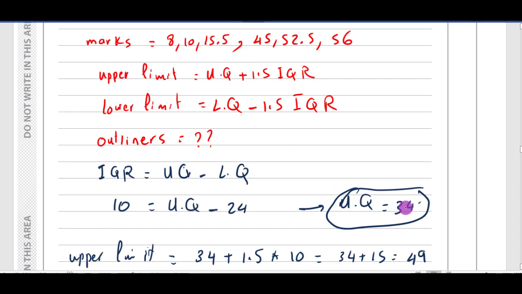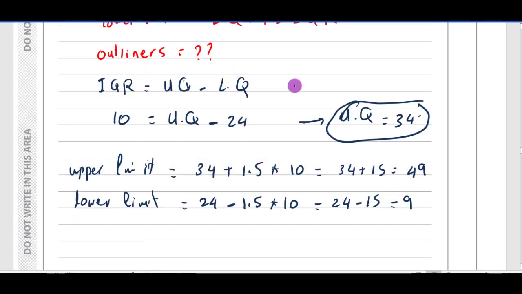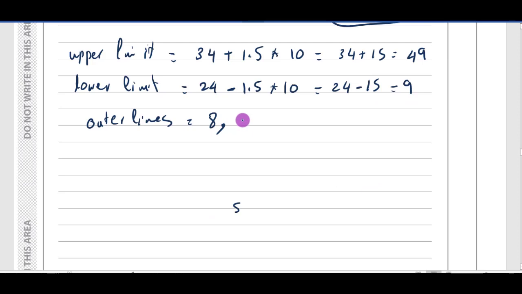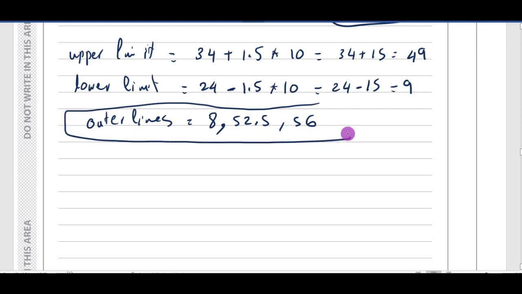Do we have our outliers? Yes. Here we have 8, and we have 52.5 and 56. So the outliers are 8, since it is less than 9, and 52.5 and 56. And this is the answer of this question. Okay, let us go ahead to another part.